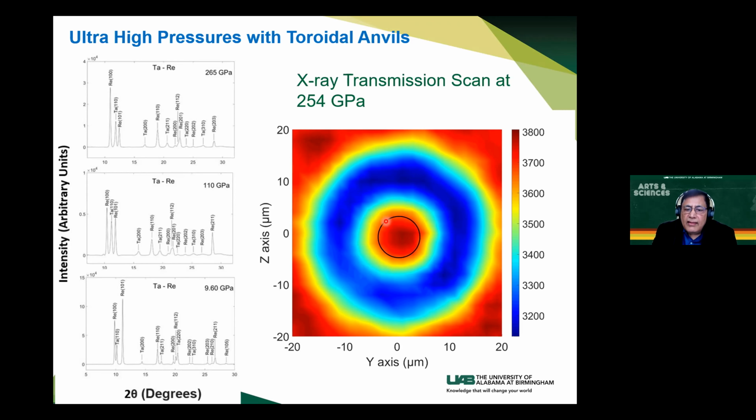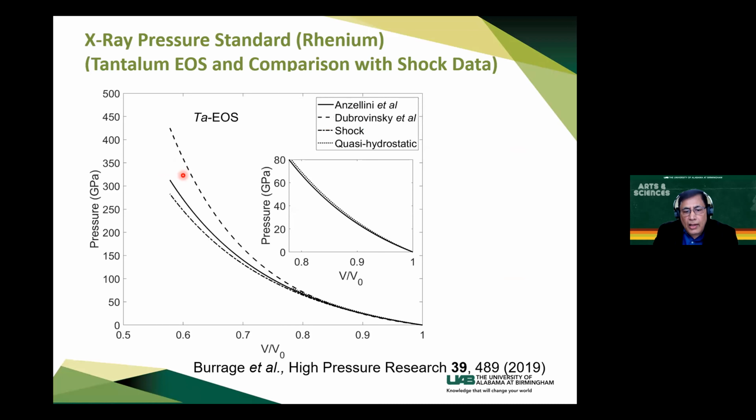What you see is that the 16 micron sample is more or less flattened out by the time you get to these pressures. And what you see dark right here is basically the absorbing rhenium and tantalum sample. But interestingly, in this case, the quality of the diffraction pattern is really very good. So you can refine these crystal structures and get a really solid equation of state. This is the equation of state, the work of my grad student, Kayla Burrage, of tantalum.